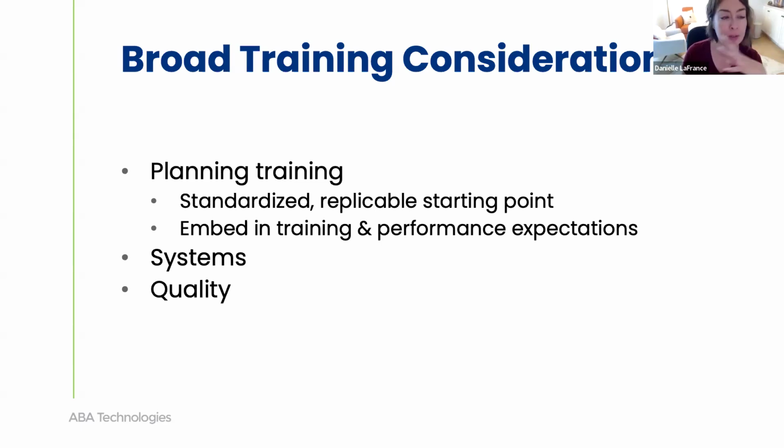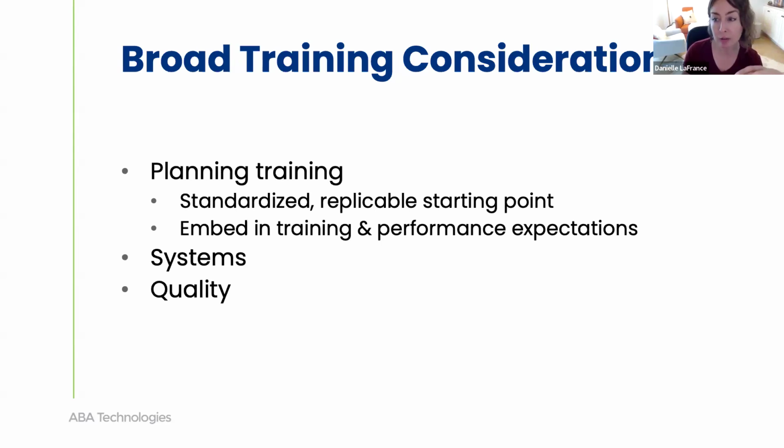So again, like I've said this before, I kind of feel like a broken record, especially if you've attended previous webinars this year, but I'll say it again here. To make sure that we cover all of the requirements that we have to cover in training and that our training is effective, efficient, and sticks, we really need to design training in a way that is standardized and replicable.